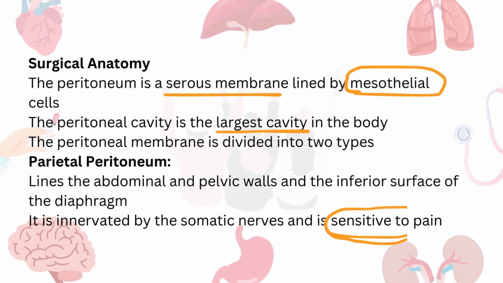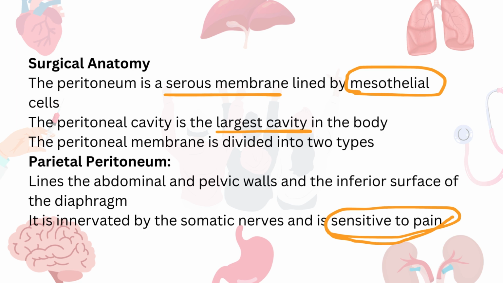So before starting the pathologies we might come across in the peritoneal region, we will look at the surgical anatomy of the peritoneum. So what is the peritoneum? Peritoneum is basically a serous membrane which is lined by the mesothelial cells. It is present in the abdomen. It covers most of your intra-abdominal organs, and the peritoneal cavity is described as the largest cavity in your body, and the peritoneal membrane can be divided into two types: the parietal peritoneum and the visceral peritoneum.